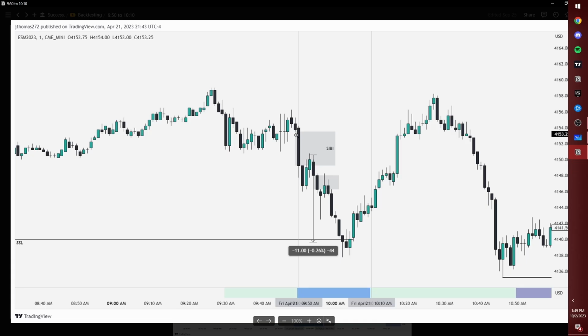Here's your expansion entry right here. We have a clear fair value gap, expansion entry right here. This is on ES, by the way, so the 11 points is technically double your target. Retrace back into the fair value gap, that's your entry short, targeting sell side liquidity. Makes sense? And then here's your reversal down at 10 a.m.